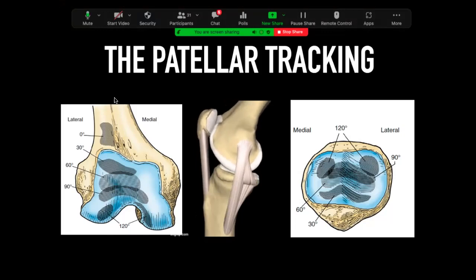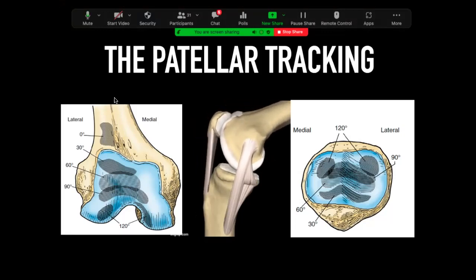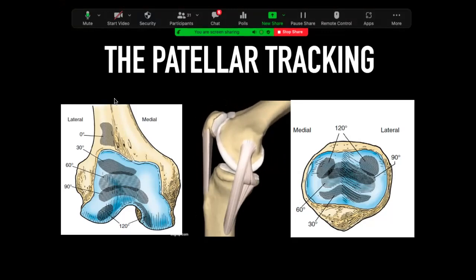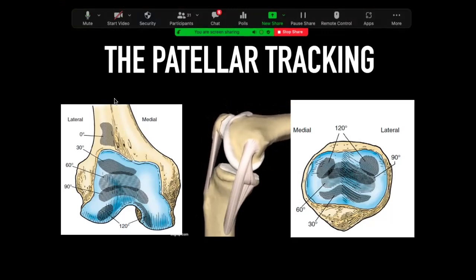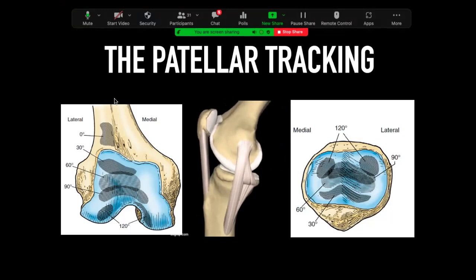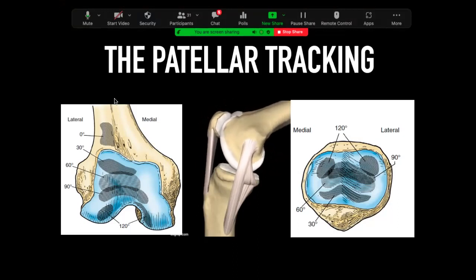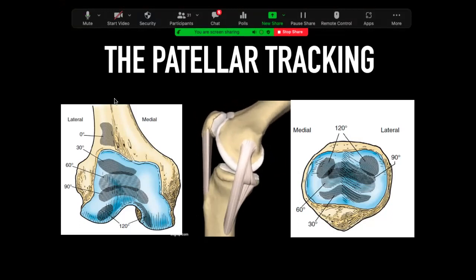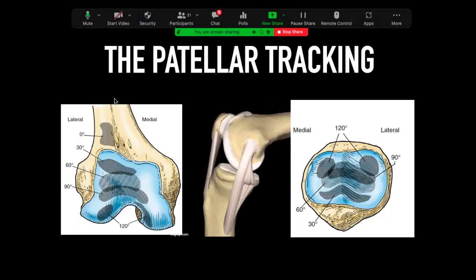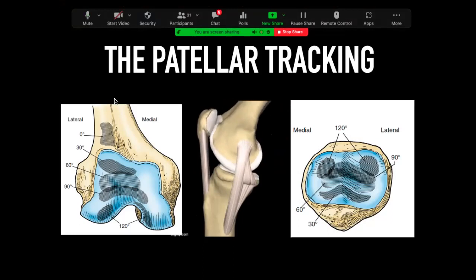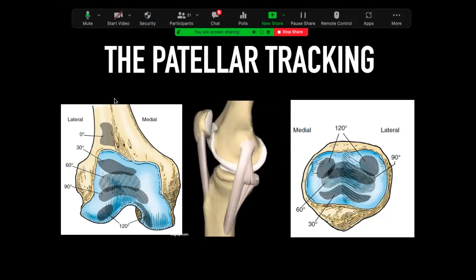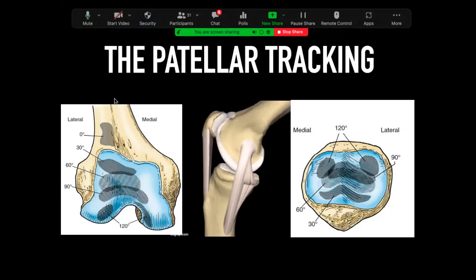So let us start with the patellar tracking. This is how patella tracks. At 0 degree, there is no contact between the patella and trochlea. And at about 30 degree, patella comes in contact with trochlea for the first time. The distal part of patella comes into contact with the proximal part of trochlea, and it is the lateral part of trochlea where the first contact occurs.